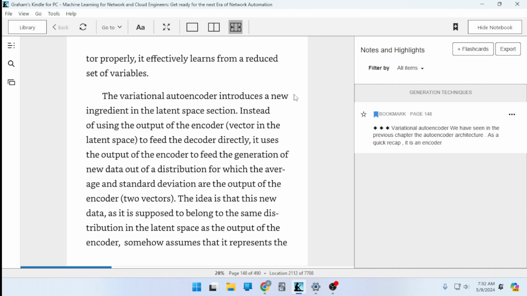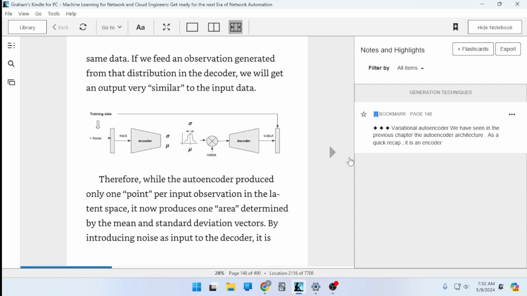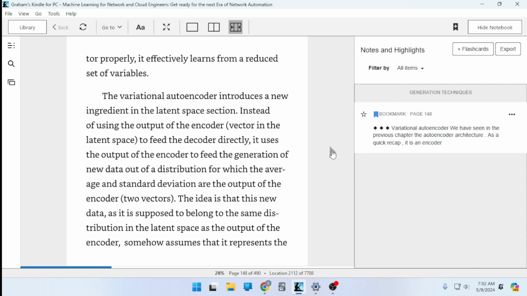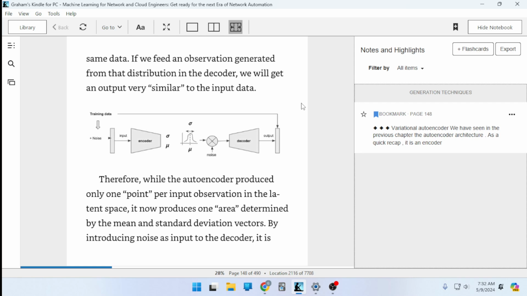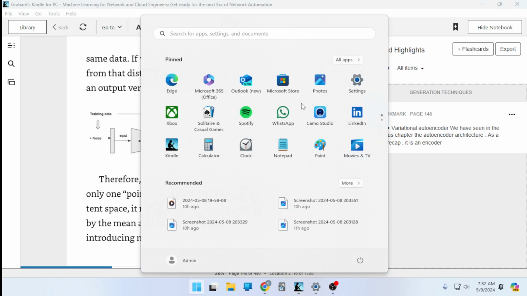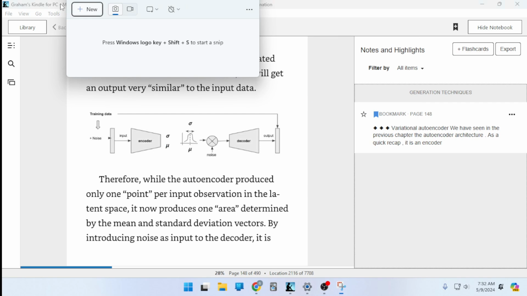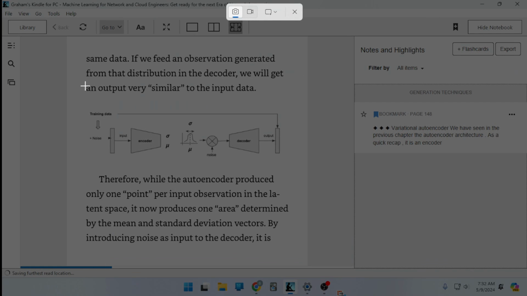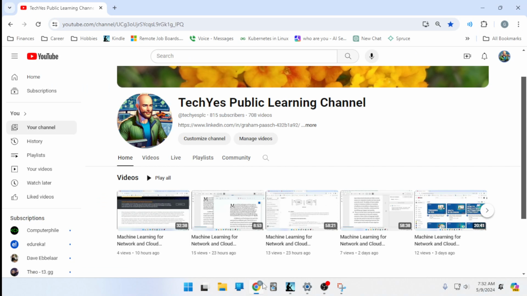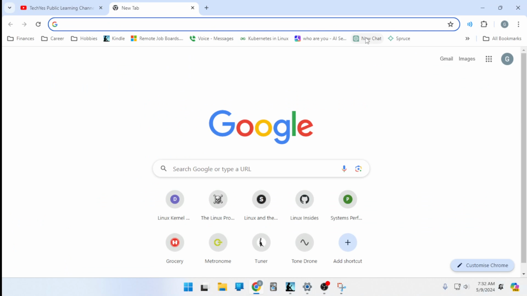The idea is that this new data, as it is supposed to belong to the same distribution in the latent space as the output of the encoder, somehow assumes that it represents the same data. If we feed an observation generated from that distribution in the decoder, we will get an output very similar to the input data.